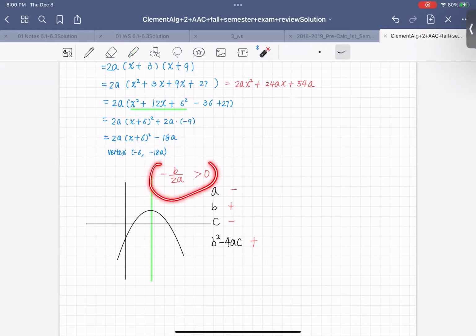Okay, but I teach you a quick way. We don't need to use this. There is a quick way to get the b value immediately. Anybody know how we get whether b is positive or negative? Who remembers? Nobody?